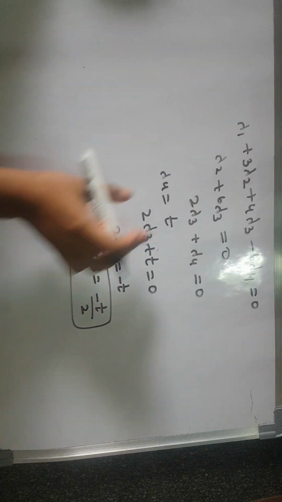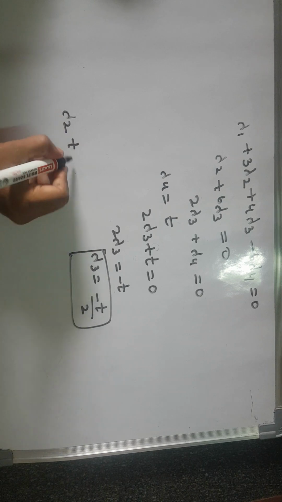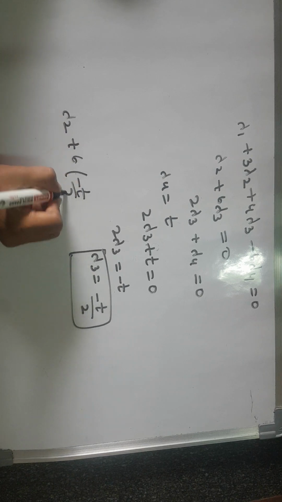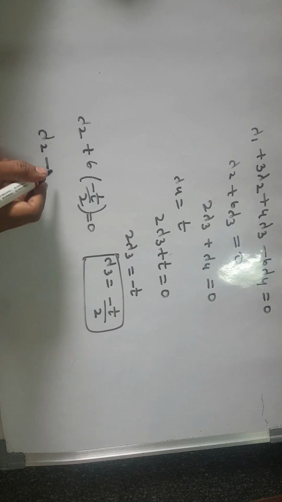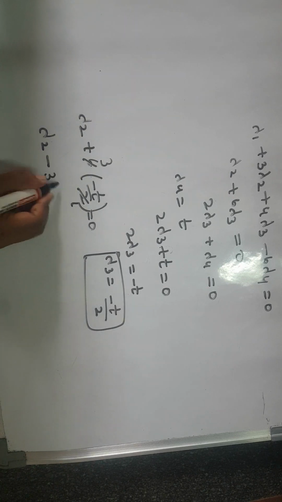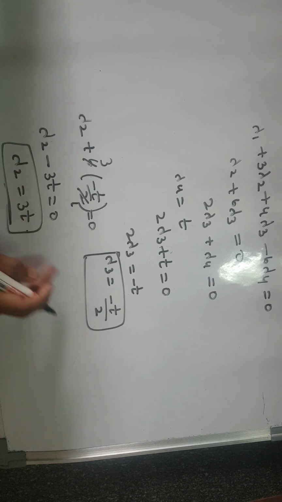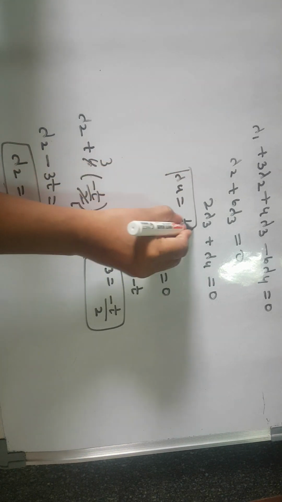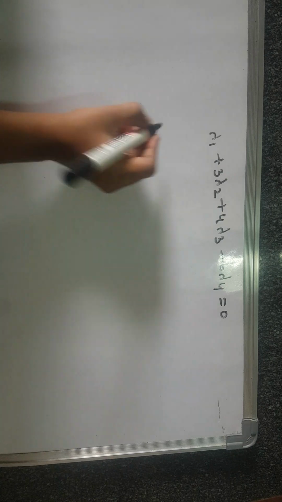Now put this lambda 3 value in this equation. Lambda 2 plus 6 into minus t by 2 equals 0. Means lambda 2 minus 3t equals 0, so lambda 2 value equals 3t. We got lambda 2, we got lambda 3, and lambda 4 is t. So substitute all these three values in this equation.